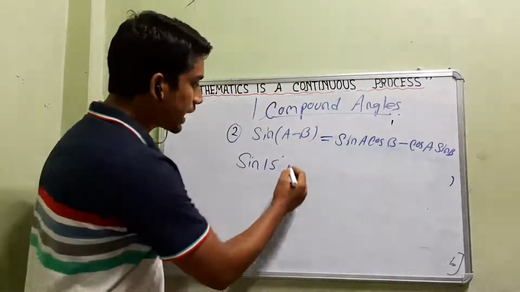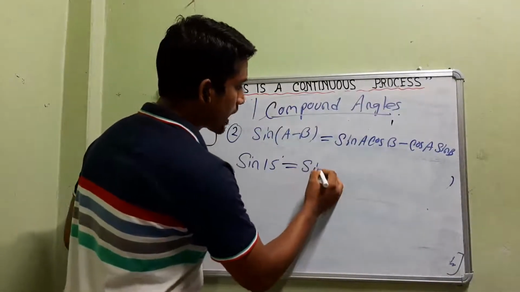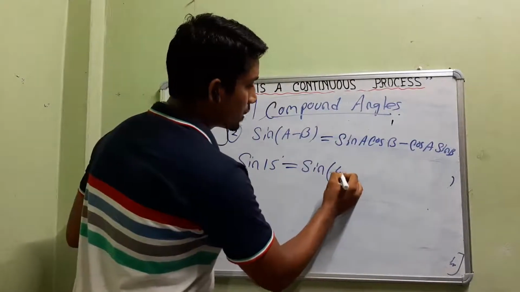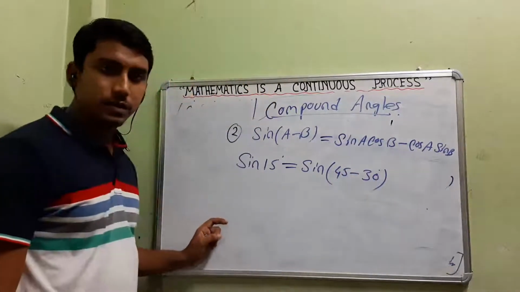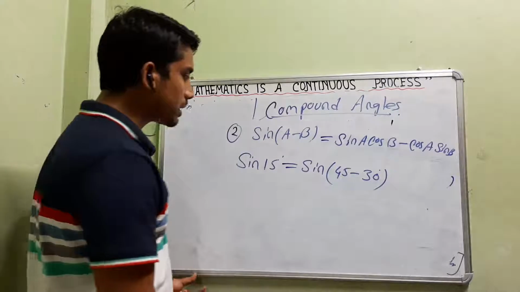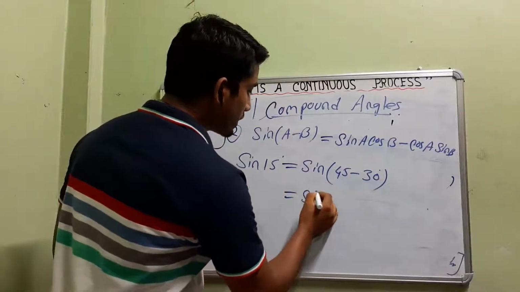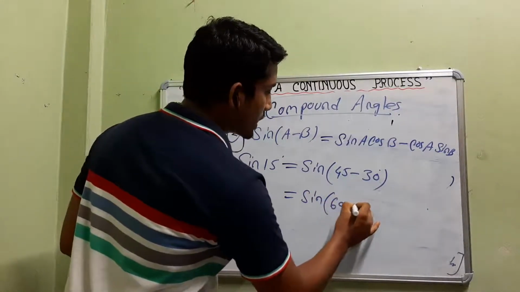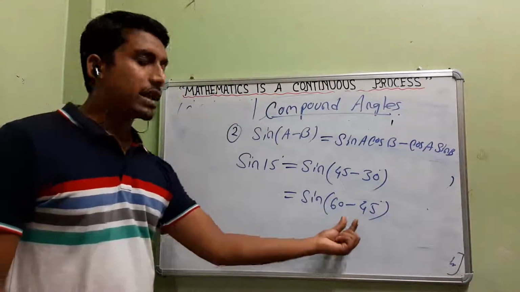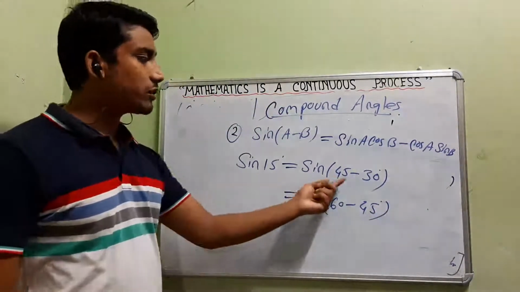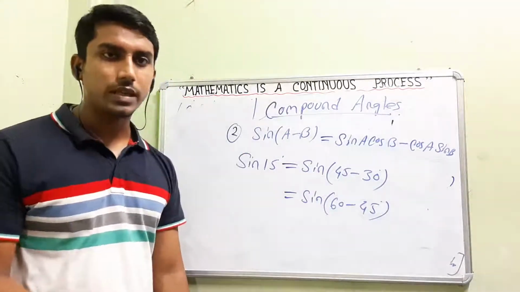Now 15 degrees can be written as sin(45 minus 30). Or sometimes you can tell me, sir, we can write it like this also: sin(60 minus 45). Yes, you can write 60 minus 45 also, or 45 minus 30 also. It will be the same.